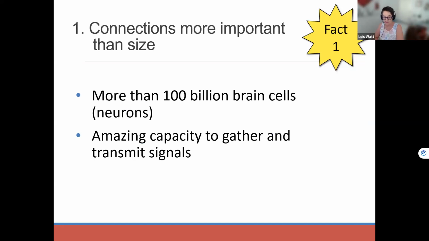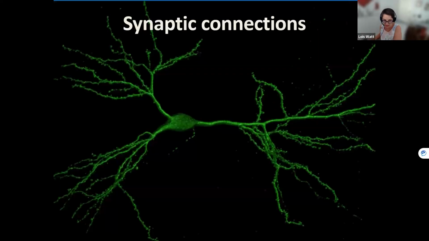So we've got connections are important. This is fact 1. We have more than 100 billion brain cells, an amazing capacity to gather and transmit signals. So if you imagine that there's 10 pieces of string, because there's a capacity to gather and transmit signals, that's how our brain works, and that's how it controls our body, for example, movement.